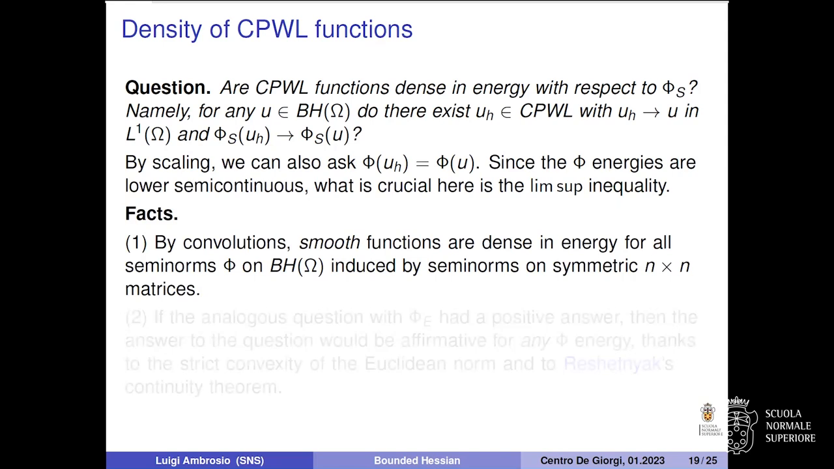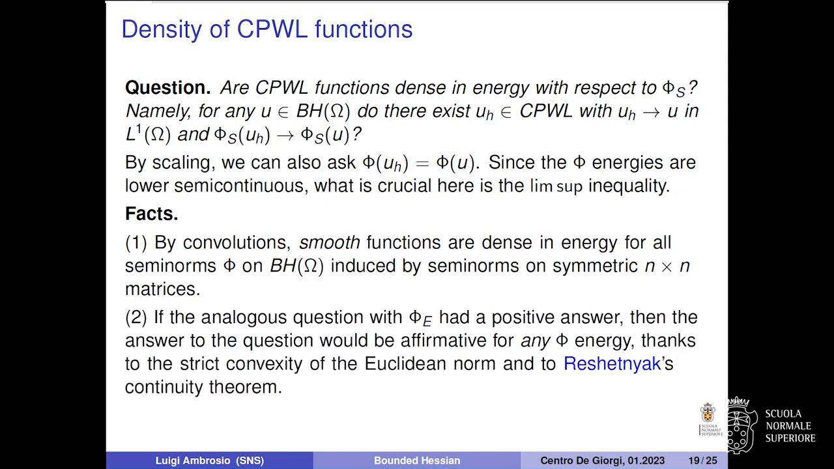Okay, so let's say a few more or less classical facts about this problem. Well, first of all, by convolutions, smooth functions are dense in energy, whatever norm you choose. So this problem is equally difficult if your target function is smooth. It's not simplified, particularly, by the fact that your function u is smooth.